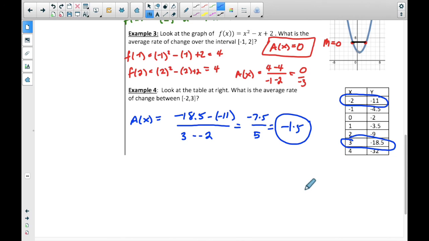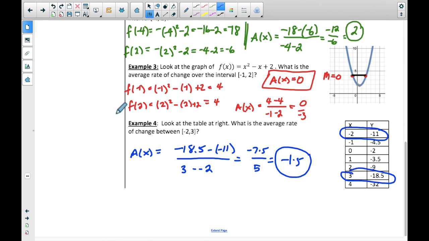Okay, that is the end of our average rate of change. I don't have space here for a summary, but you are welcome to write up your own summary if you would like. I'm not requiring it, but that might help. As always, if you have any questions, please write your questions down in the margin so that we can answer those in class tomorrow.